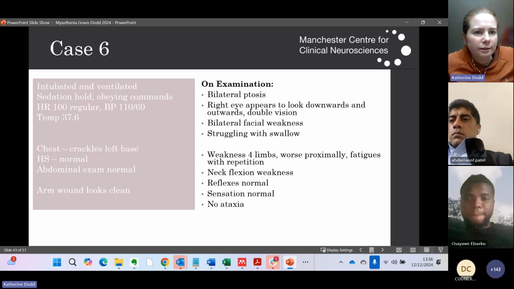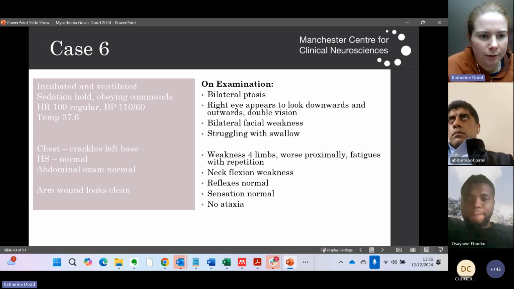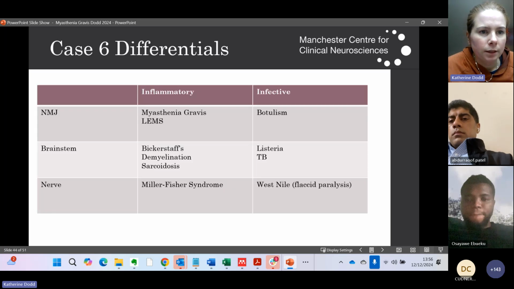He was intubated and ventilated. Few crackles at his left base. Everything else looked all right. His wound looked all right. So we weren't quite sure what this was when he first came in.